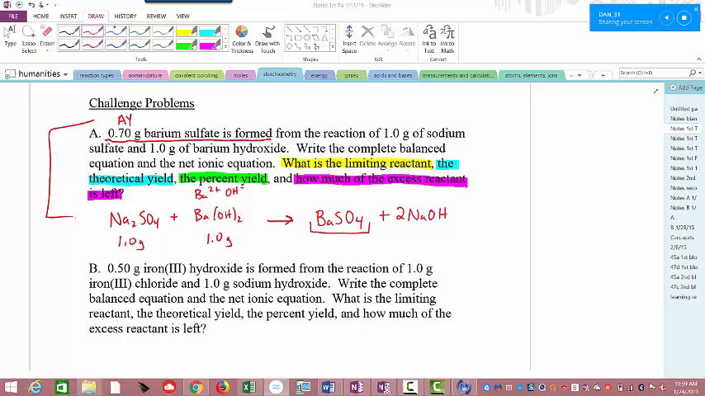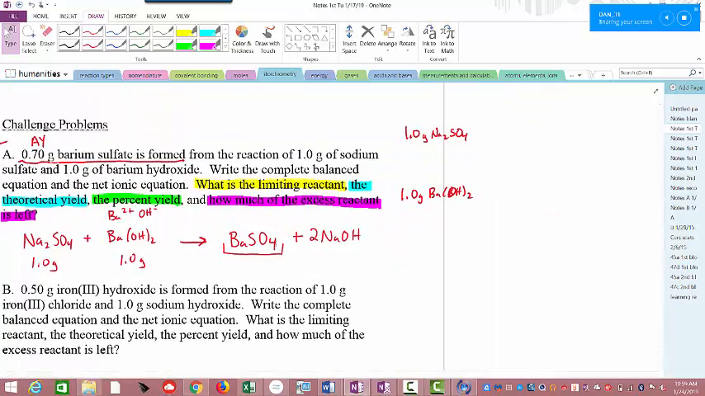So we're going to take 1 gram of sodium sulfate, and we're also going to take 1 gram of barium hydroxide. And what we're going to do is find the theoretical yield just in moles of our barium sulfate. The reason I'm going to find it just in moles first is that way I only have to convert the one that I'm using to grams. If you took them both to grams, that would be fine. You've just done one small extra calculation. No big deal.